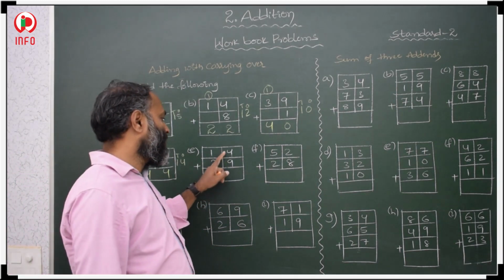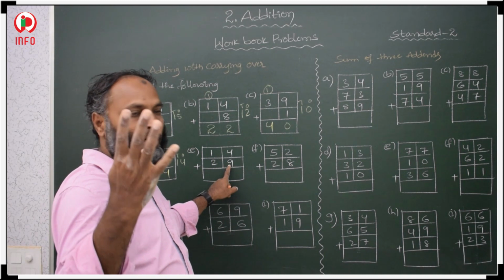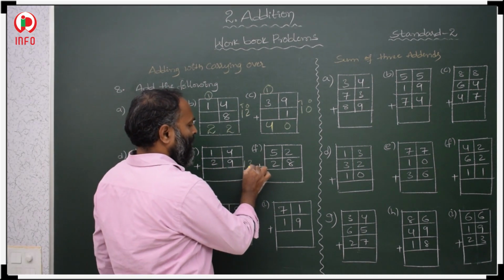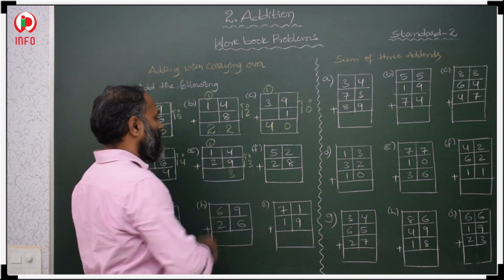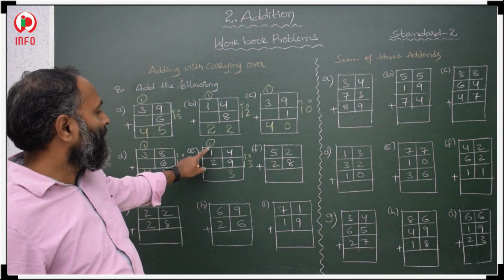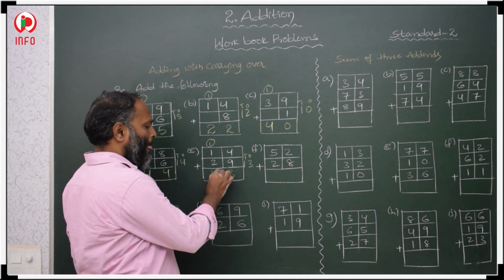Then 9 plus 4: 9, 10, 11, 12, 13. Right here 30. 30 means this is ones, this is tens. 3 is in ones place, 1 is in tens place. Now 2 plus 1, 3, 3 plus 1, 4.